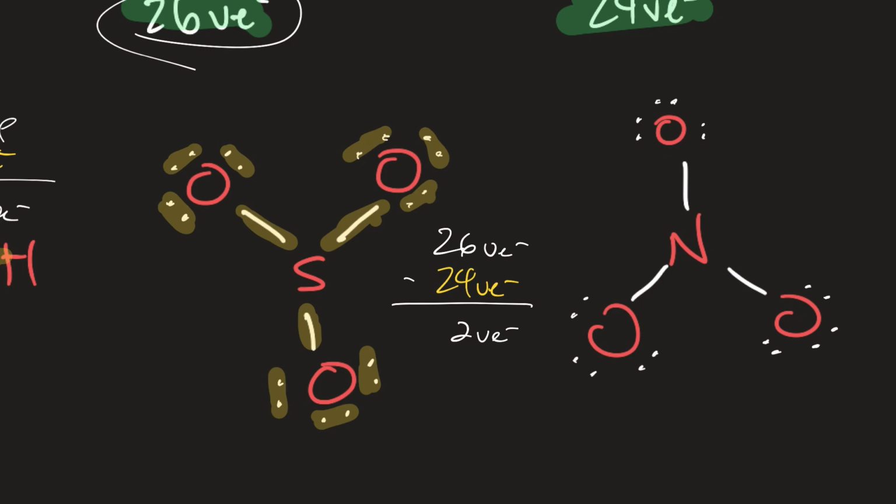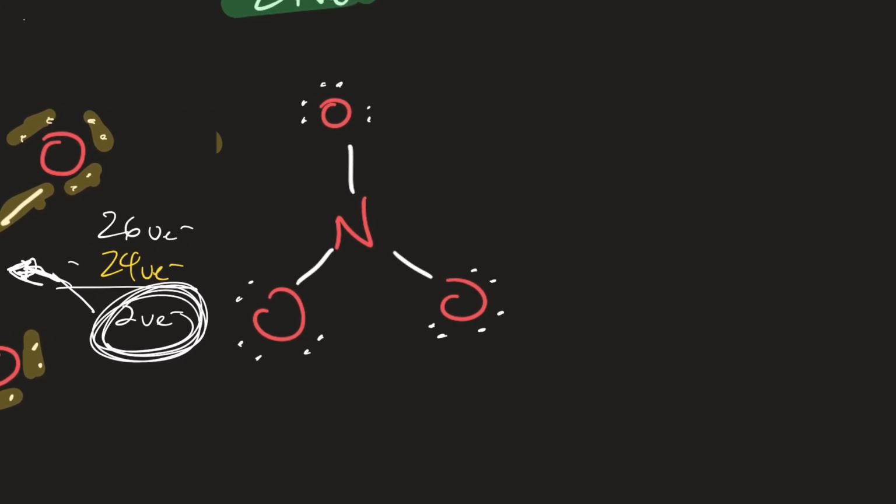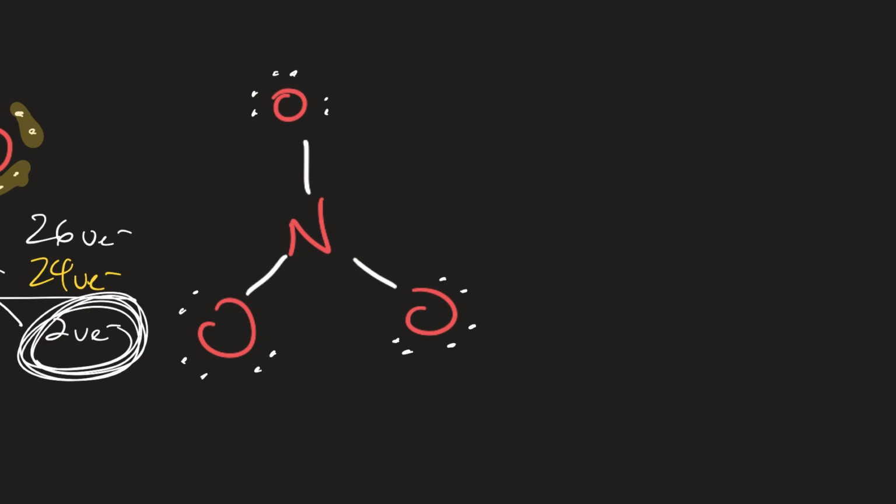And because I have 2 valence electrons left, I'm going to take these 2 and draw them onto my central atom here. When I draw it, I'm going to have my 2 dots on the sulfur atom. Okay, now let's look at the last example with the nitrate.